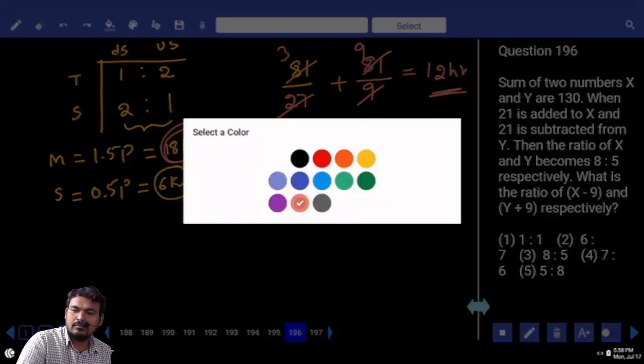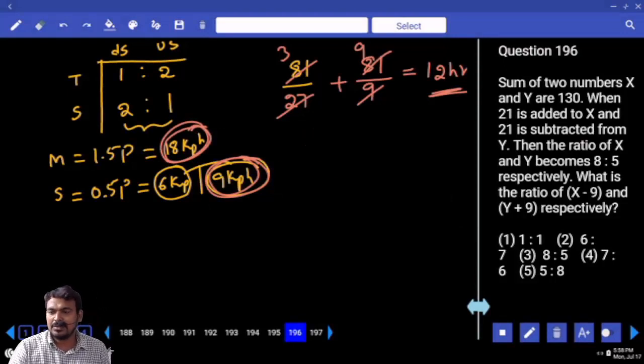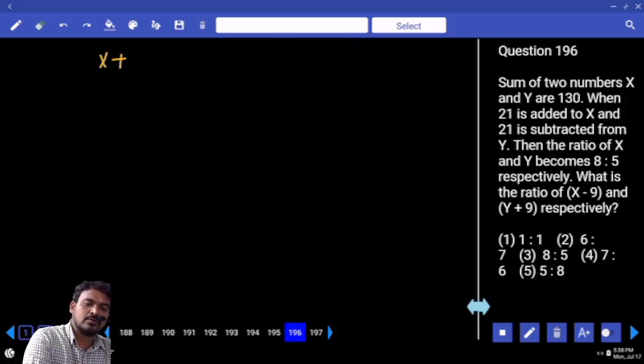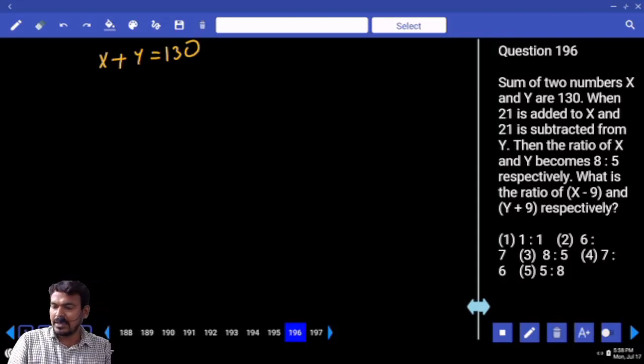Question number 196. The sum of two numbers is 130. When 21 is added to x and 21 is subtracted from y, the ratio of x and y becomes 8:5. What is the ratio of x minus 9 and y plus 9 respectively? Already we know x plus y equals 130. 21 is added to x and 21 is subtracted from y.